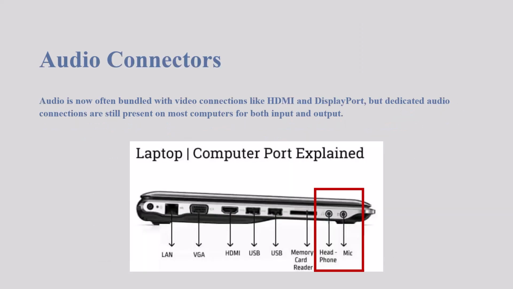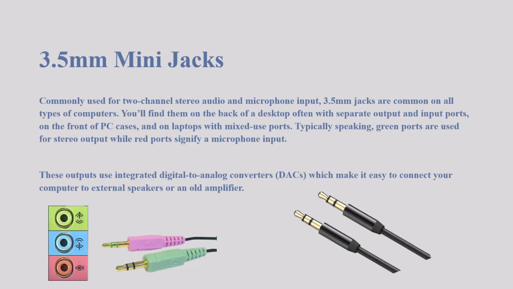Audio connectors. Audio is now often bundled with video connections like HDMI and DisplayPort, but dedicated audio connections are still present on most computers with both input and output. Commonly used for 2-channel stereo audio and microphone input, the 3.5 millimeter jacks are common on all types of computers. You'll find them on the back of a desktop, often with separate output and input ports, on the front of the PC cases, and on laptops with mixed-use ports.